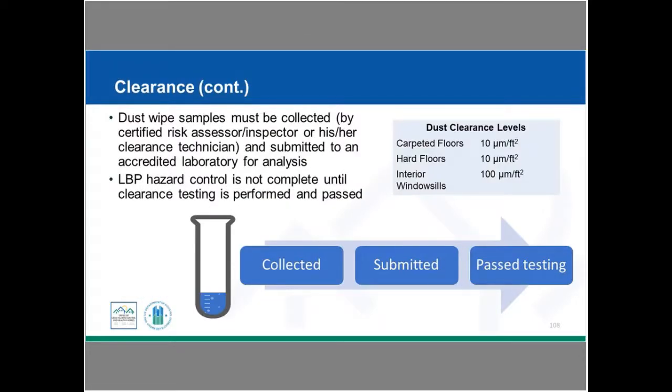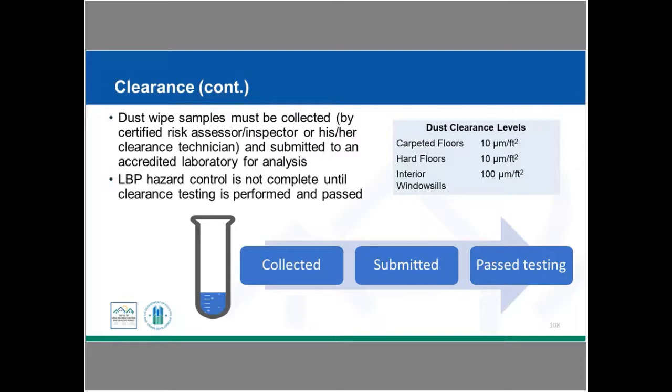So what we're doing with our clearance standards is we're taking dust wipe samples that are collected. That's going to be done by a certified risk assessor or inspector, and it's going to then be sent off to an accredited lab for analysis. So again, here are dust clearance levels, and we need to make sure that when that testing comes back, we're finding that they are within or under those requirements. We will have projects perhaps where there is no lead-based paint control work being done, and so in those cases we wouldn't need this, but if we have lead-based paint control work being done, the job is not done until this has been completed and they pass the test.